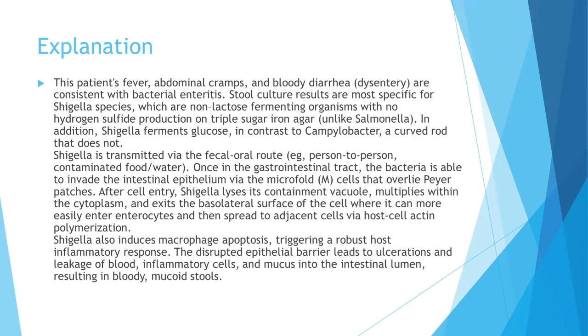And after the cell injury, the Shigella lyses its containment vacuole, multiplies within the cytoplasm, and exits the basolateral surface of the cell, where it can more easily enter the enterocytes and then spread to adjacent cells via host cell actin polymerization.